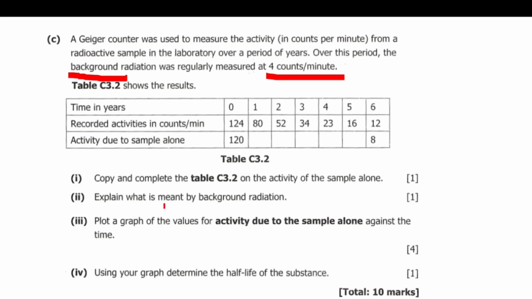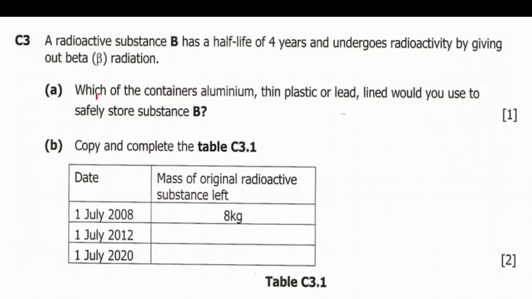Then explain what is meant by background. Then plot a graph of the values for activity due to the sample alone against the time. Then using your graph, determine the half-life of the substance. So we'll come back. Which of the containers? I said aluminium. So here, aluminium.